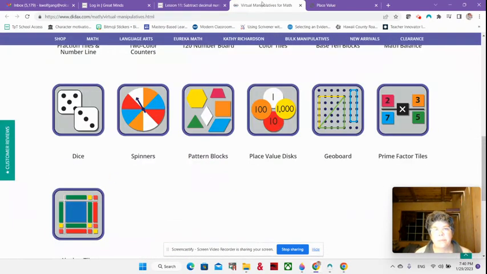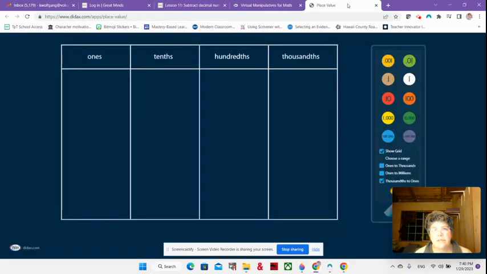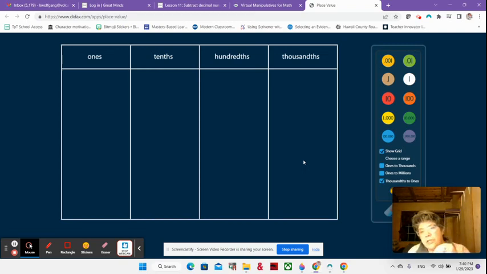And the next step is going to be using manipulatives right here with place value. Okay, so now we talked about subtracting by changing it to an addition with an unknown. Now we're going to talk about subtracting by decomposing.